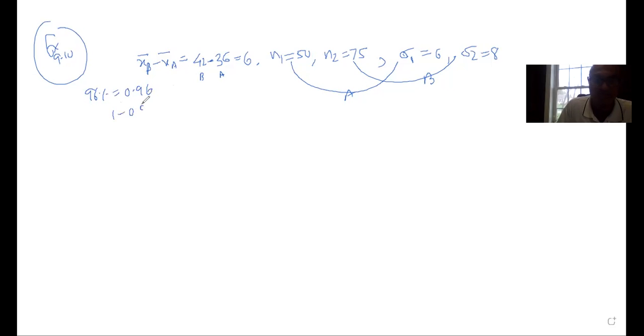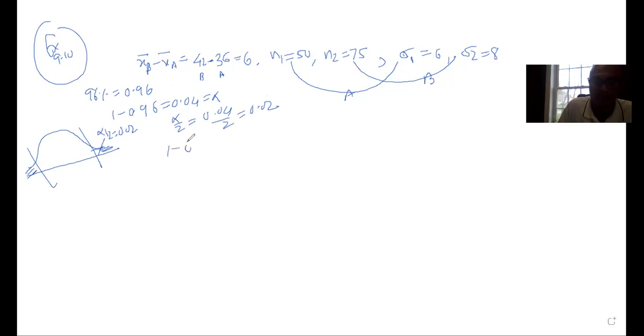That means 1 minus 0.96 is equal to 0.04. That is your alpha value. As just explained, this is your alpha by 2, and this is your alpha by 2. So alpha by 2 is equal to 0.04 divided by 2, which is 0.02. So this region alpha by 2 is equal to 0.02. Now, if you take 1 minus 0.02, that is equal to 0.98.